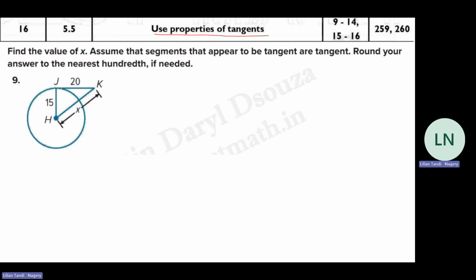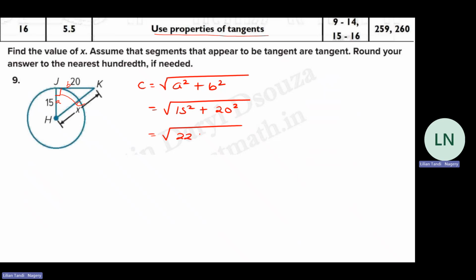So if this triangle is a right triangle, this is your A, this is your B, this is your C. You want C. C equals the square root of A squared plus B squared. A squared is 15 squared, B squared is 20 squared. 225 plus 400 gives us 625. So what's the square root of 625? The square root of 625 should be 25. So C equals 25.